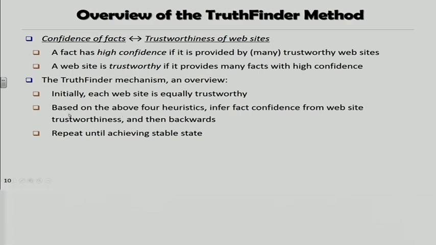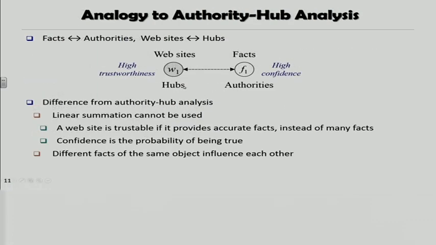And based on the four heuristics, he can infer fact confidence from the website, and then go backwards, repeating until it's stable. That's why, if you look at his formula, he was thinking of the website or information provider like a hub. You provide information for many, many facts. Then it's more like hub and authority. They mutually enhance each other.